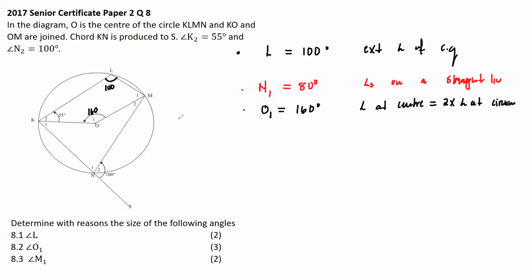Is L, M, O, K a cyclic quad, yes or no? If you say yes, you must give me a reason. If you say no, you must give me a reason. Is it L, M, N? Yeah, L, M, O. Now reading the alphabet. All right, is this shape a cyclic quad? Yes or no?